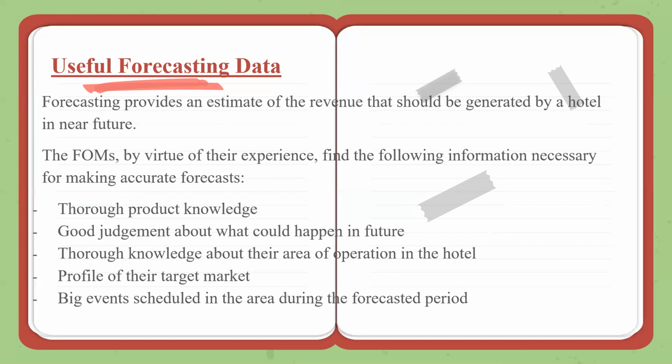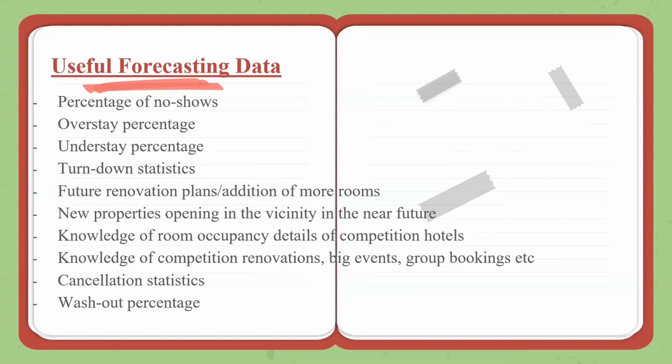Big events scheduled in the area during the forecasted period. I gave you an example of the air show that happens every alternate year in Bangalore. It's a mega event where air forces from the world come over. You have the French pilots, you have the British. Everyone comes and participates in that huge aero show, and the entire city is blocked. But it happens once in 2 years, so you have to know what is happening when. It could be a pop show, it could be a big musical concert coming in, it could be anything that is really important and will affect your business.